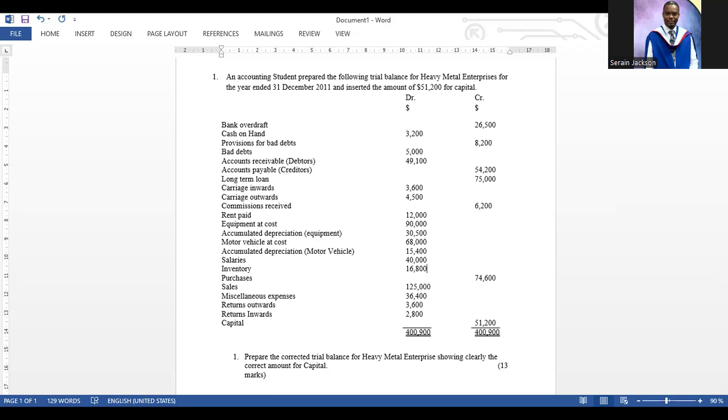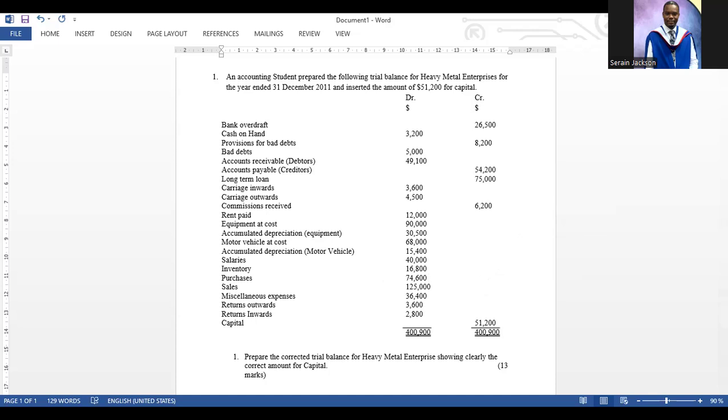So it should be on the debit side. Purchases is an expense to the business, right? And so purchases should carry a debit balance. So we're going to put it on the debit side. So they had it wrong there. So we're correcting that.